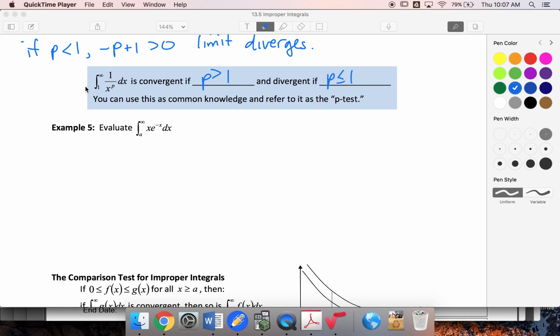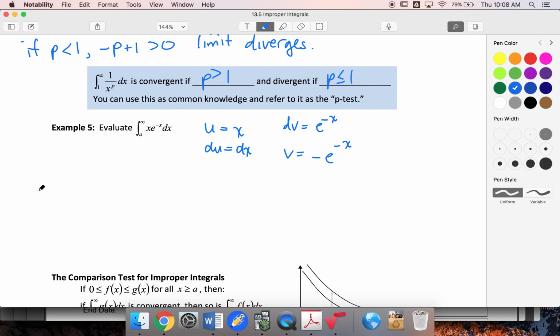All right, in this example, we're asked to evaluate that integral. So that means I want to try and find a value for it. Looking at this, it seems to me that it's going to be integration by parts. So I'm going to let my u be x. That means du will be dx. And dv, e to the negative x. So v, when I integrate this, negative e to the negative x.